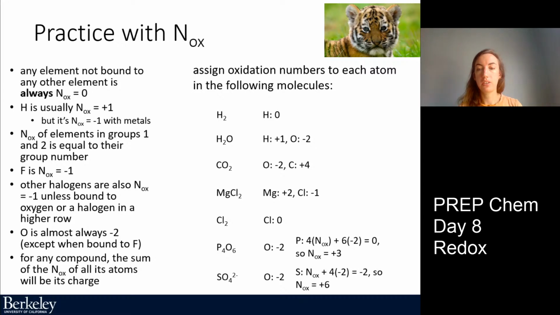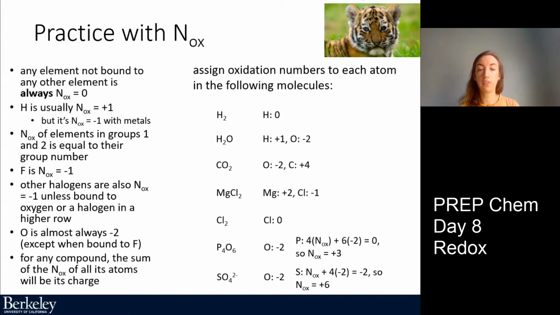So there's a question in the chat about P4O6. So we know that oxygen needs to be -2. It's bound to something other than itself, and that something is not fluorine. So oxygen is -2. That part is pretty easy. And then we need the total oxidation number, the sum of the oxidation numbers of all of the atoms, to be 0 because it's a neutral charge.